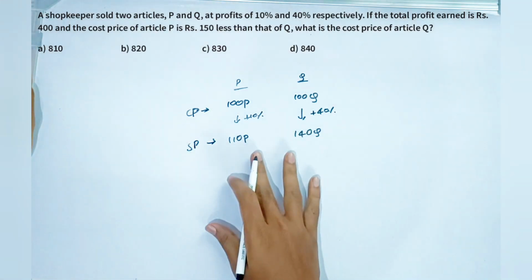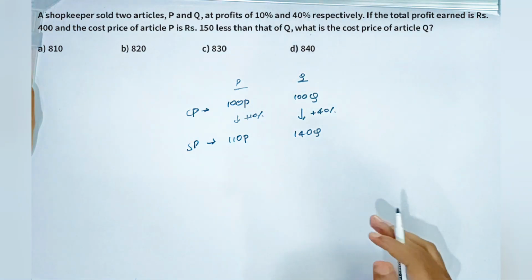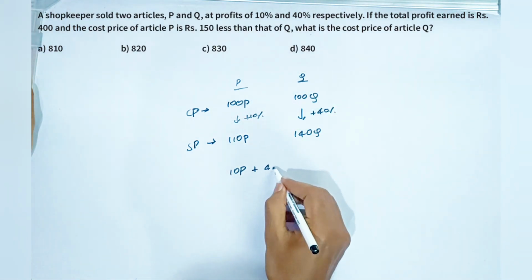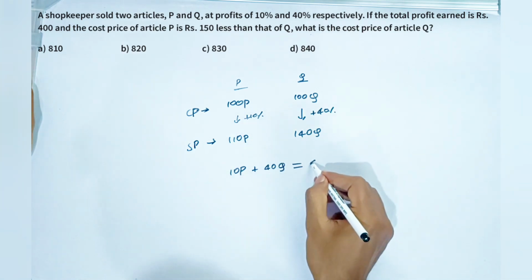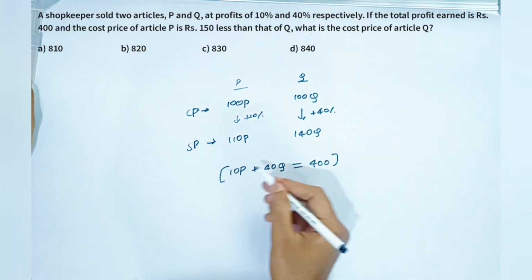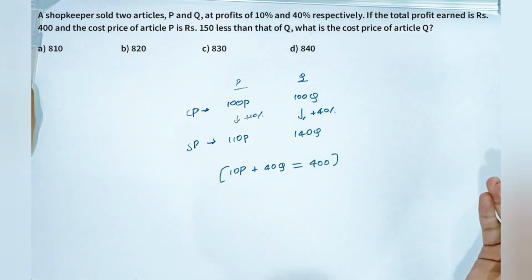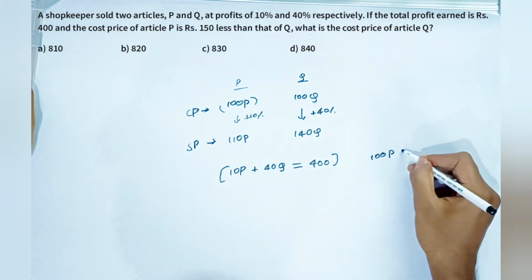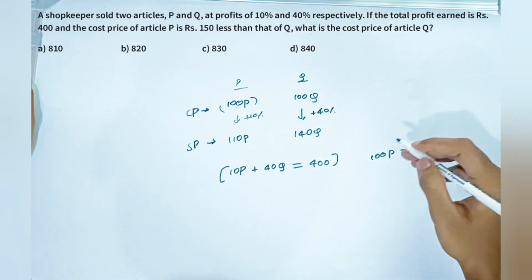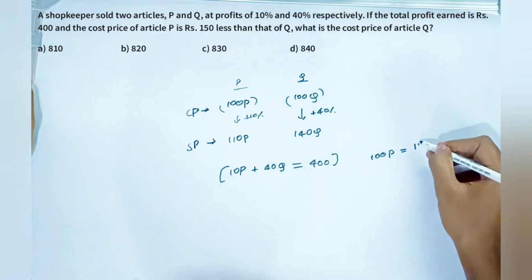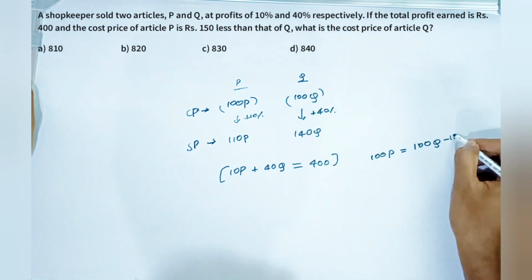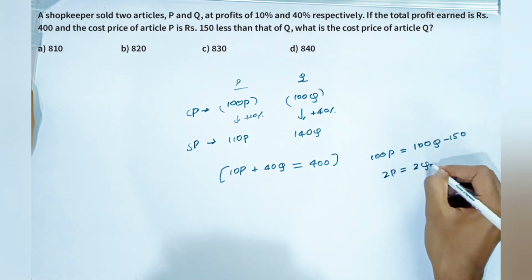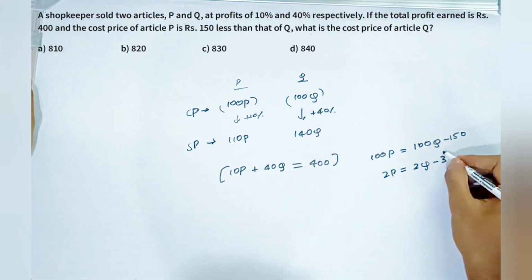In this entire process, the total profit earned is 400, which means the total profit is 10p here and 40q here, and that is equal to 400. This is case one. Next, the cost price of article P is 100p, and that is 150 less than that of Q. So Q cost price is 100q minus 150. You can solve this further, which means 2p is equal to 2q minus 3. These are the two equations.